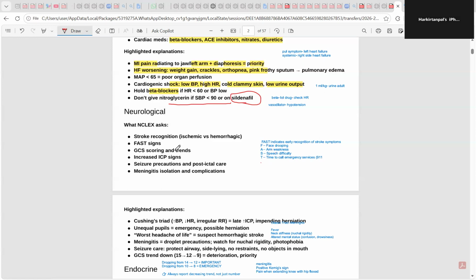And also we can check the Glasgow Coma Scale, the EVM. E means eye opening, V means verbal response, M means motor response. E4, V5, M6 is the normal. Total 15 is the normal.